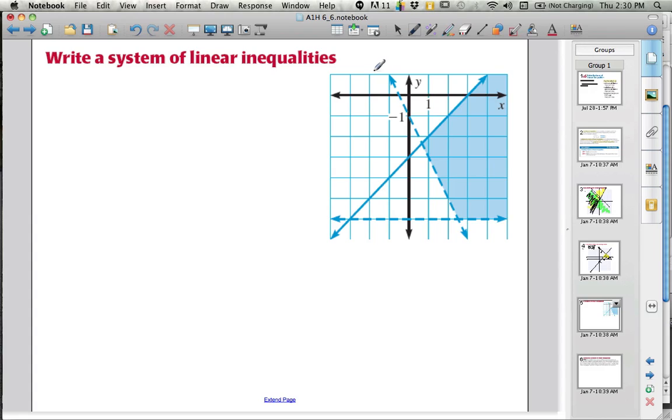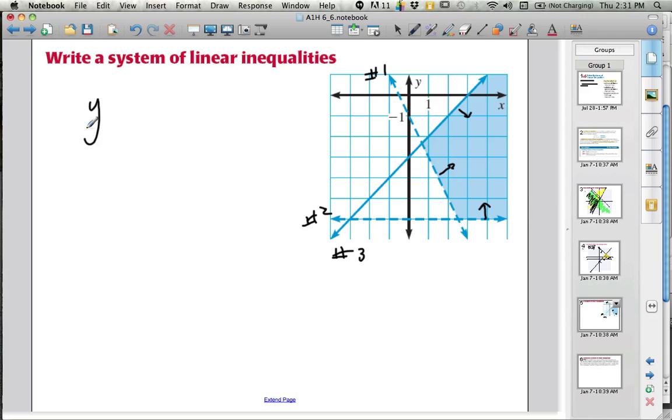you can see I've got a line here. I'm going to call that line number 1. And down here I have this horizontal line I'm going to call line number 2. And then this other line is line number 3. And we can see that the solution area is above this line, it's above that line, and it's below this line. So we want to make sure that we write these out. I'm going to start with number 2 because it's the easiest.